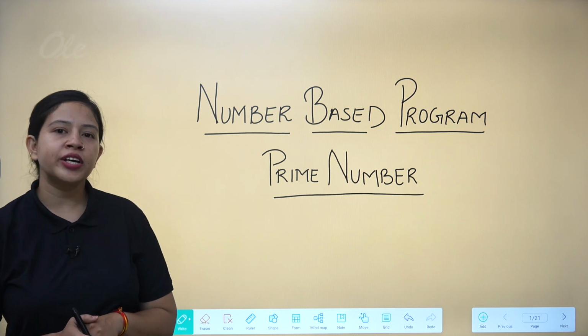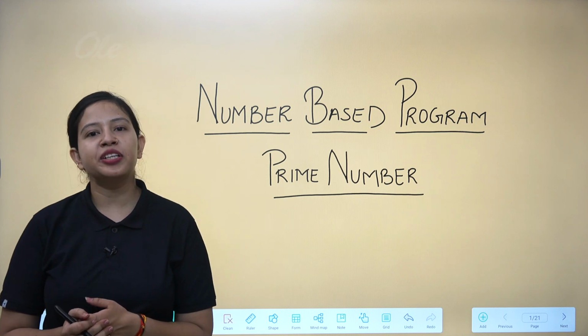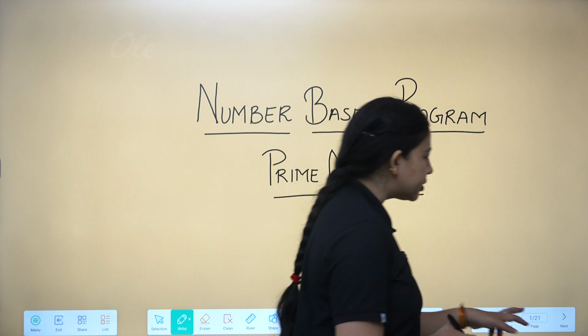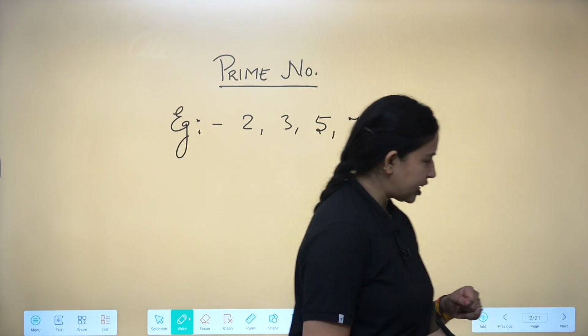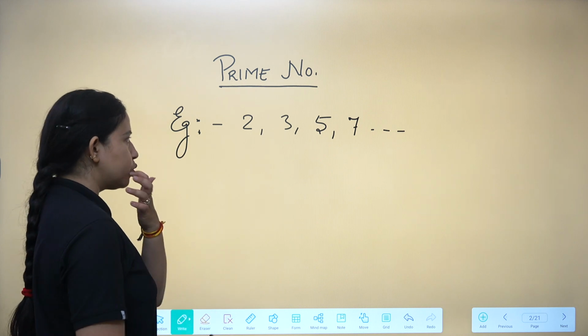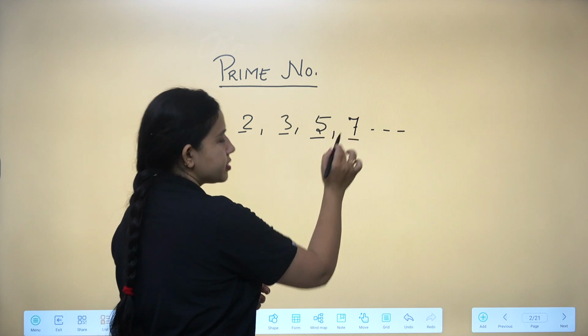Hello everyone. In today's video, we are going to discuss one more number program, the prime number. As we know, the prime number is a very common number which can be asked and which we studied in our previous classes. What exactly is a prime number? You must know the examples: 2 is a prime number, 3, 5, 7.